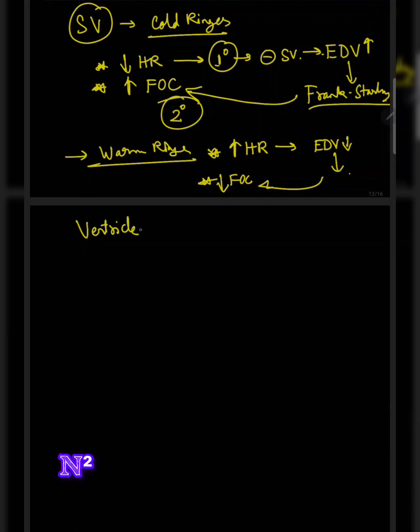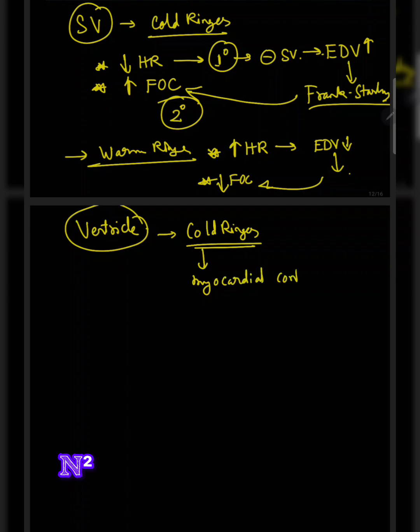Let's talk about the ventricles as a source, okay. Ventricles. Now what will happen to the ventricles is that when we are supplying the cold ringer, the cold ringer will affect the myocardial activity or myocardial contractility, okay. It will inhibit or decrease the activity of this heart. So as a result, what happens? The rate of pumping will be decreased, okay.